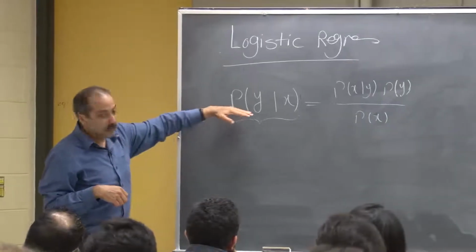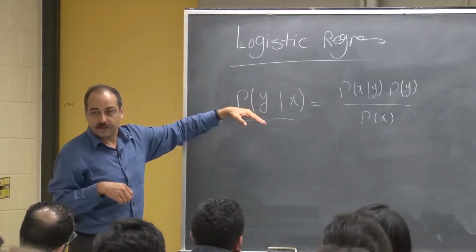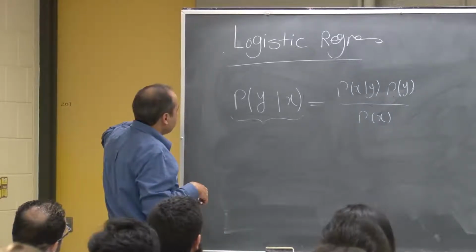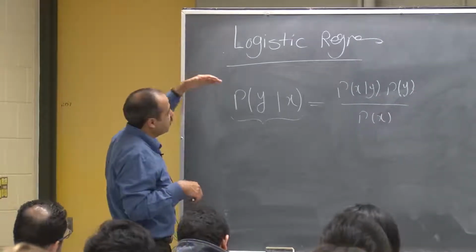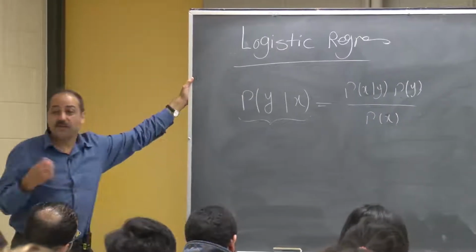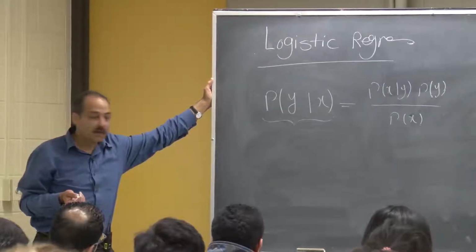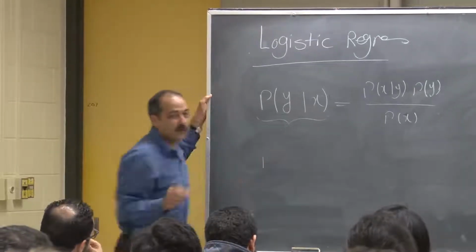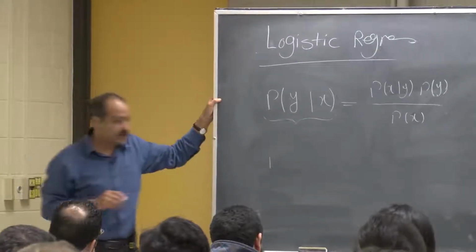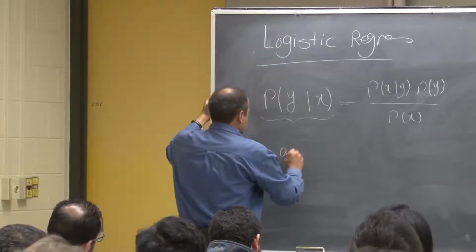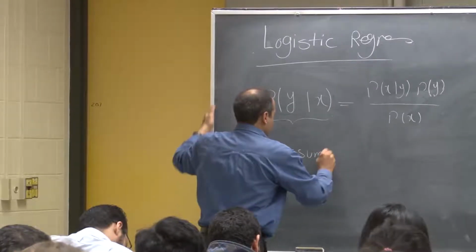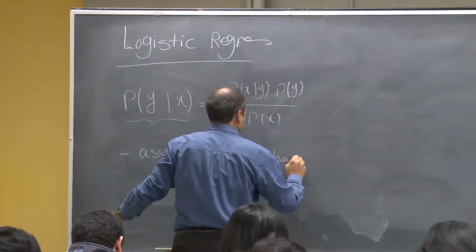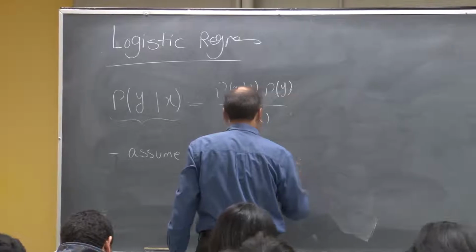So I need to model the posterior directly. The way that logistic regression models the posterior is through the logistic function. Basically, assume for the moment that we have a two-class problem. So I assume only two classes.